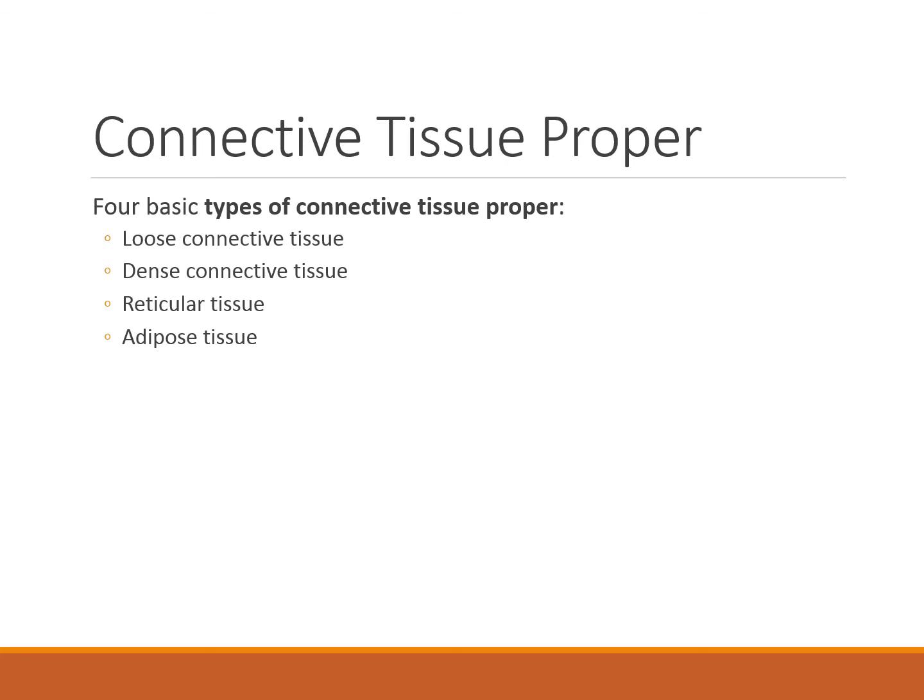Now let's look at the tissues. There are four basic types of connective tissue proper. They are loose connective tissue, dense connective tissue, reticular tissue, and adipose tissue. Remember, I will describe the tissue and tell you about its function and locations. You will need to be able to recognize the tissues when you see them in the lab, and you will need to remember locations and functions for the lecture portion of your class.